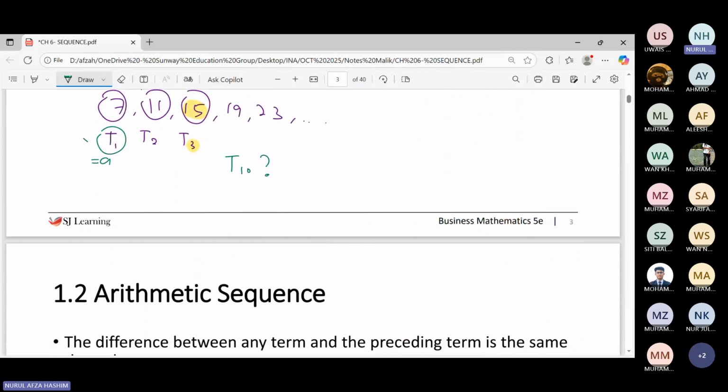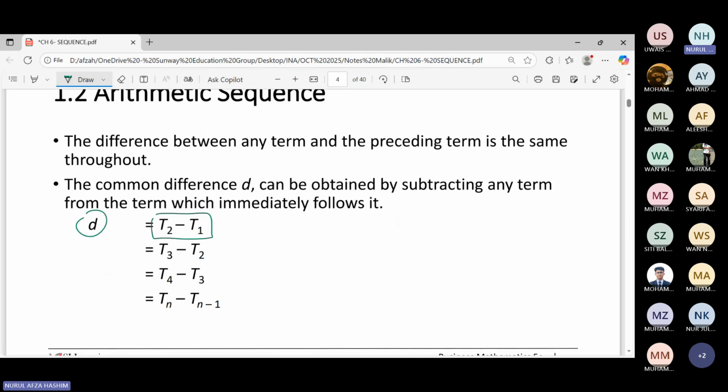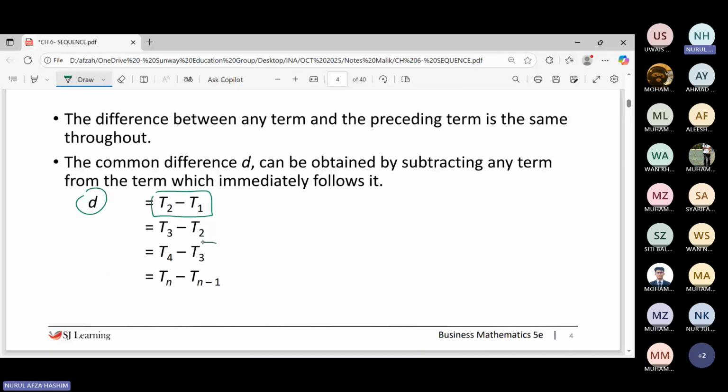So example here, arithmetic. Just now I told you, the difference must be value after minus value before. It must be the same. Kalau dia cakap sini, T3 tolak T2 sama juga dengan T4 tolak T3. Kalau saya cakap T100 tolak T berapa? T99. Tak kisah tempat dia berapa. Selepas tolak sebelum, not sebelum tolak selepas. That is your D.